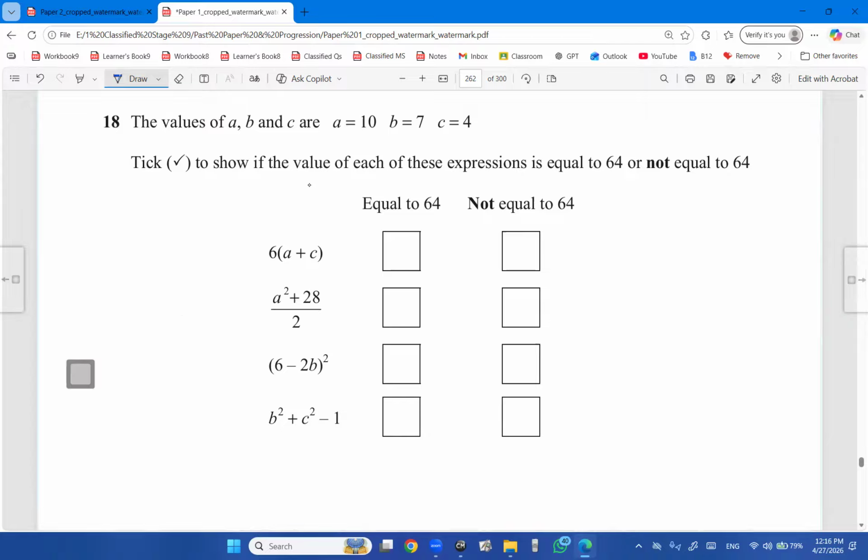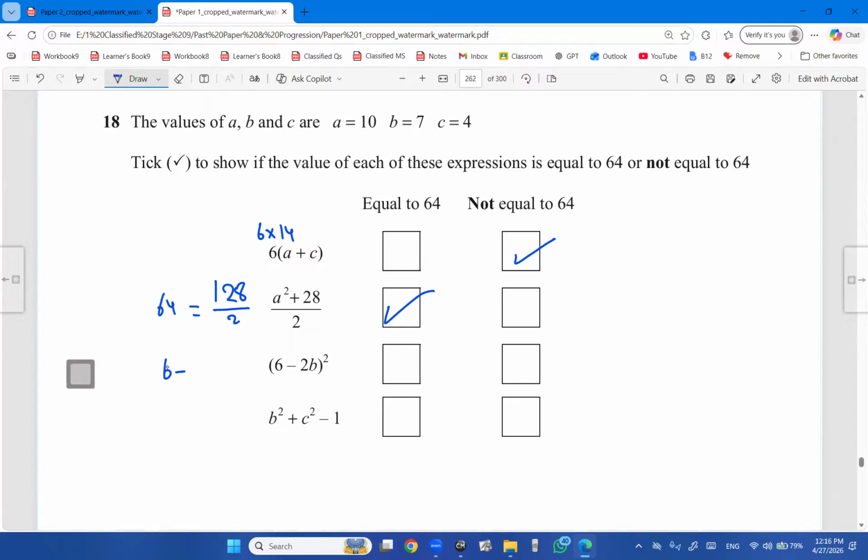The values of A, B, and C are A equals 10, B equals 7, C equals 4. Tick to show if the value of each of these expressions is equal to 64 or not equal to 64. Well, here A is 10 and C is 4, so it is 6 times 14, right? 10 times 14 is going to give you 80-something, so it is not equal to 64. And this one over here, A is 10, so it is 100 plus 28, so it's 128 over 2. This is exactly 64.